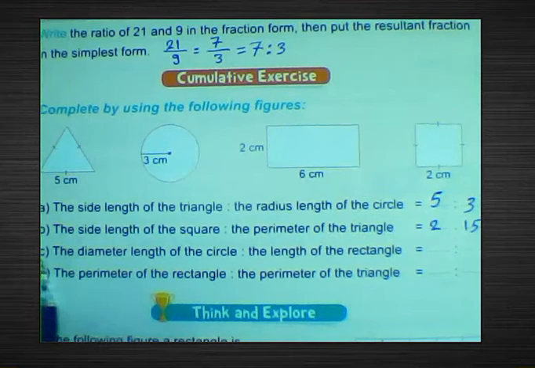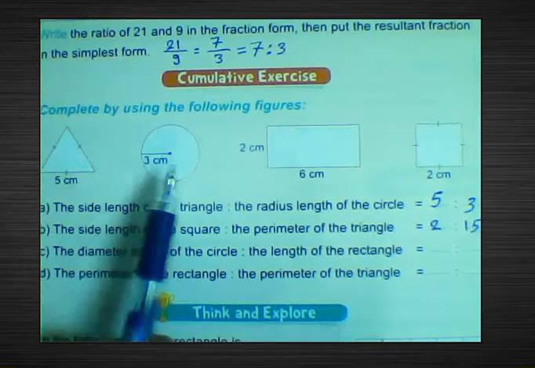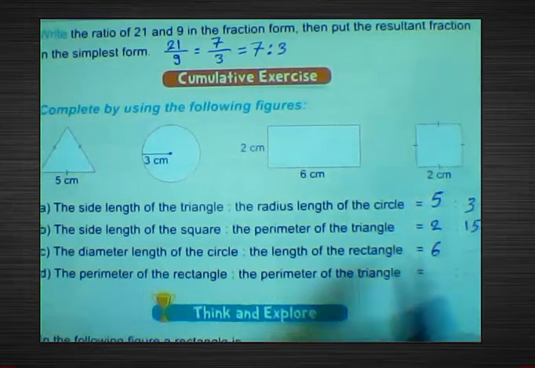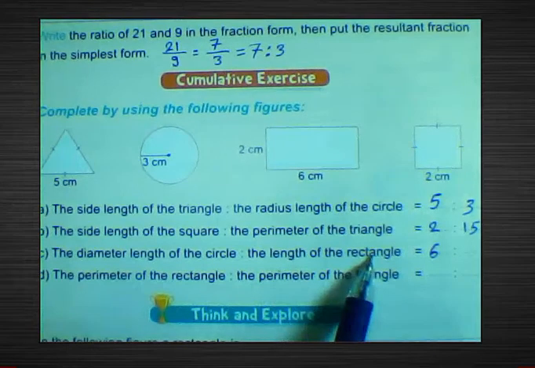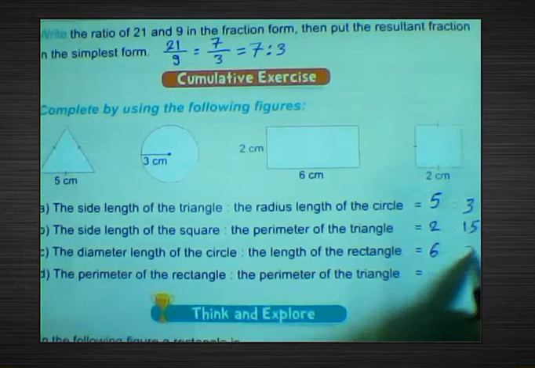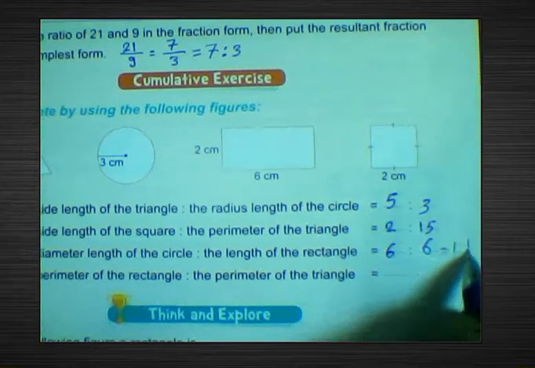Letter C. The diameter length of the circle. Look at the circle. The diameter length of the circle is 6. Write 6 here, to the length of the rectangle. Length of the rectangle equals 6. Write 6 to 6. So we can simplify it, 1 to 1.